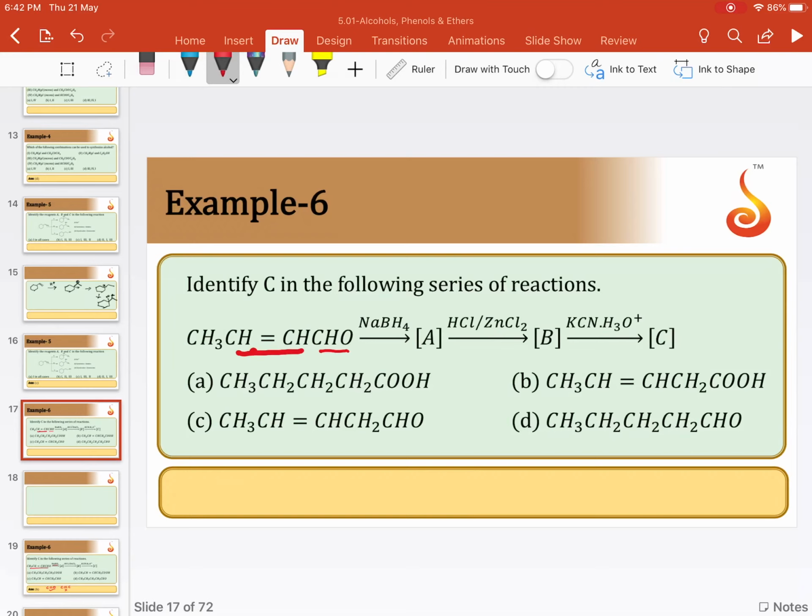Sodium borohydride and lithium aluminum hydride, these two are very powerful reducing agents, but they reduce only the carbon-oxygen double bond but not the carbon-carbon double bond. So let us see the reaction here.